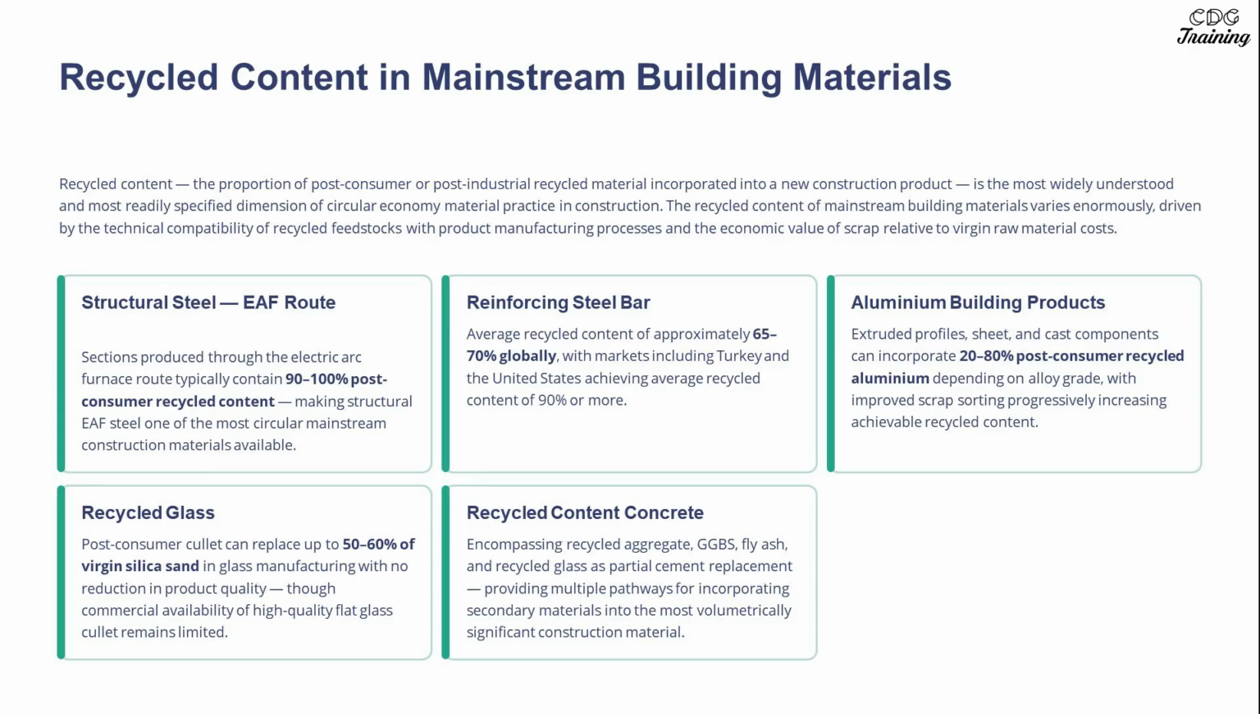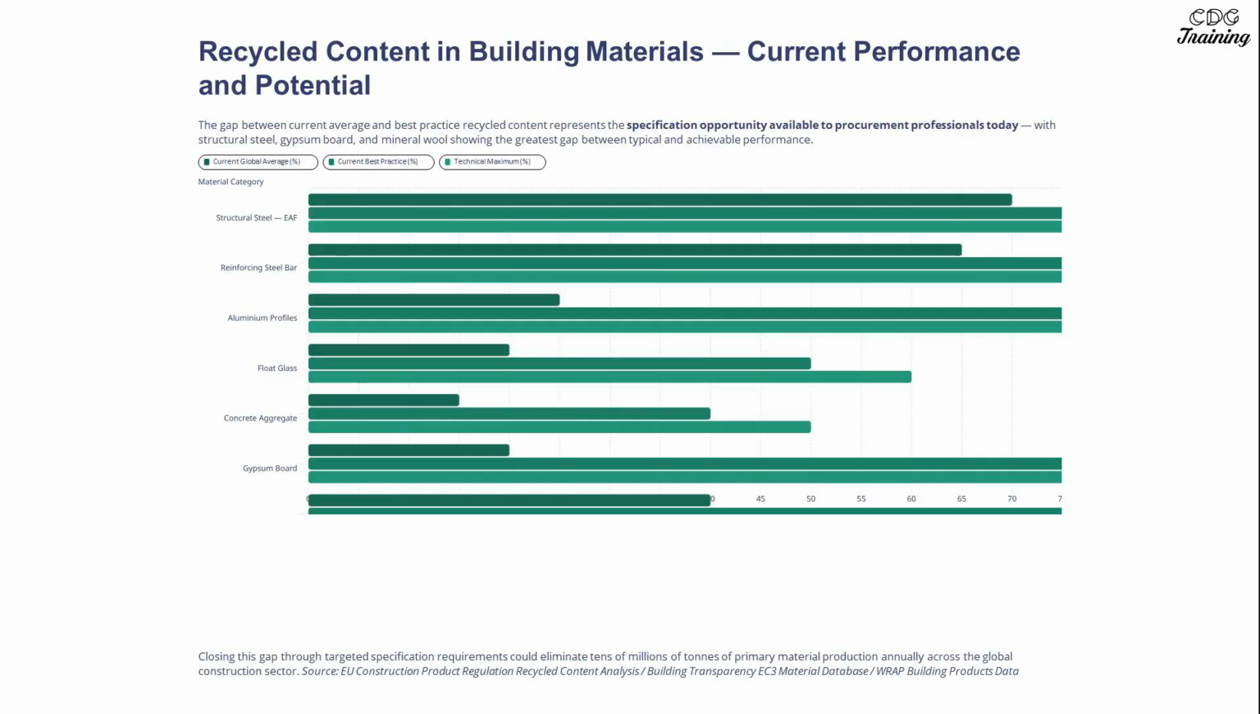Recycled content in mainstream building materials is crucial for sustainability. Various materials like steel, glass, and concrete incorporate significant recycled content, reducing environmental impact. There's a gap between current and potential recycled content in building materials. Bridging this gap can significantly reduce primary material consumption and enhance sustainability.